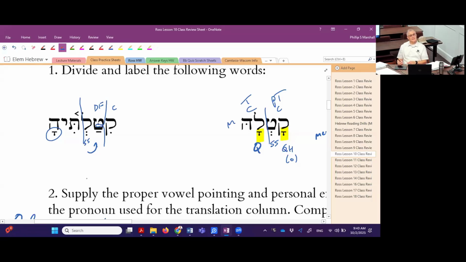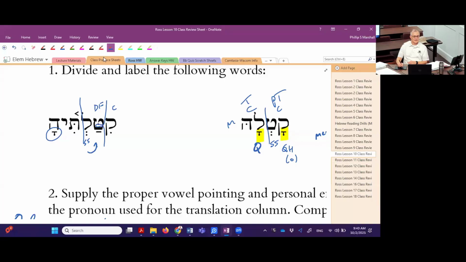Now, am I done dividing? Nope. I have two vowels over here, don't I? Chirik Yod and Kometz or Kometz Katuth. One of those. So, well, how should I divide this?